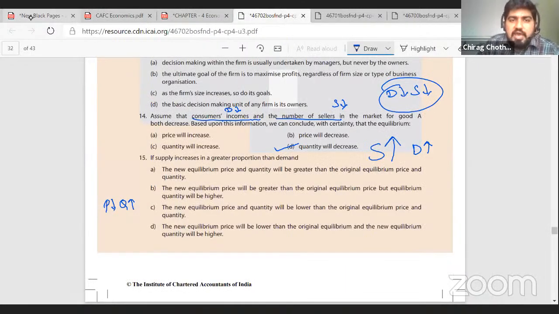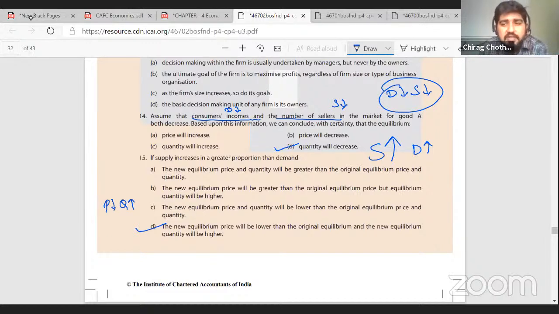Okay. So now do we have that in option? The new equilibrium price and quantity will be greater than the original one. No. The new equilibrium price will be greater. No. The new equilibrium price and quantity will be lower. No. The equilibrium price will be lower than the original equilibrium and new equilibrium quantity will be higher. D will be the correct answer.